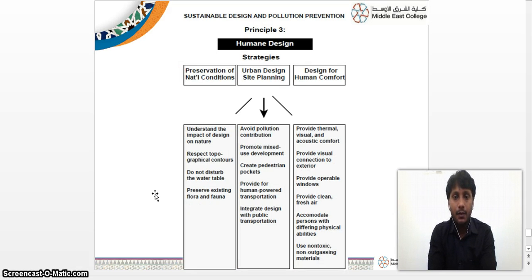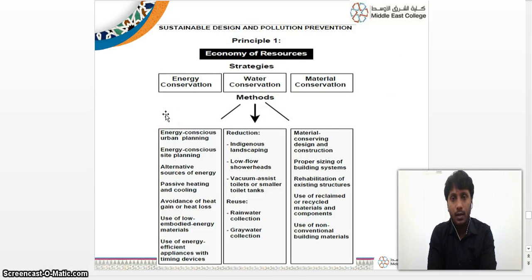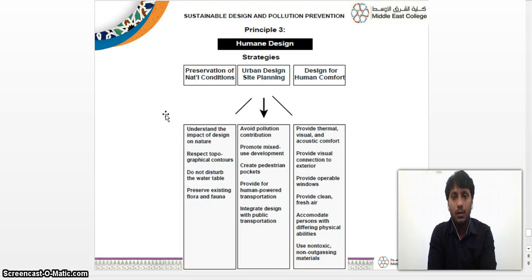And principle 3 is humane design. So what are the strategies? Preservation of natural conditions, urban design, site planning, design for human comfort. Again, we have 3 different methods. Understand the impact of design on nature. You can have a discussion about these 3 also. So these 3 slides are very important: principle 1, principle 2 and principle 3, and you can expect these in your end semester examination also. Yes.